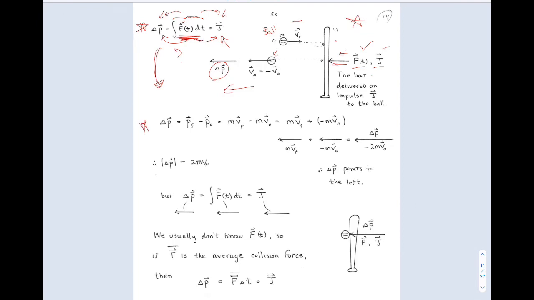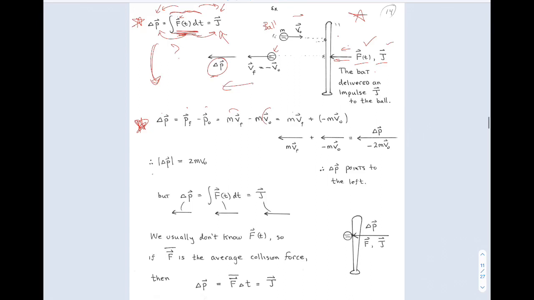So what I did here is I calculated my delta P for the ball. Delta P is P final minus P initial, so mV final minus mV initial. Here's my mV final. But the ball goes in at the same speed that it goes out at, just because I chose that. So my V initial is minus V final.